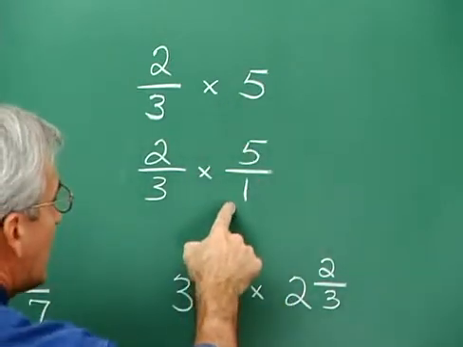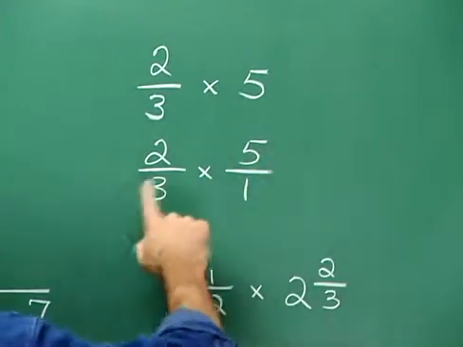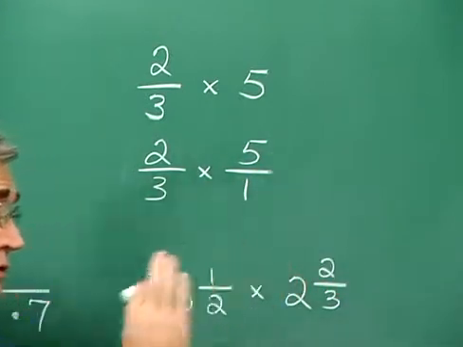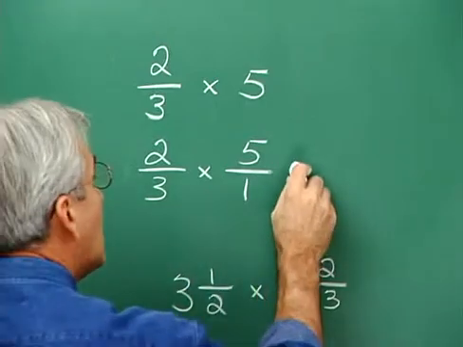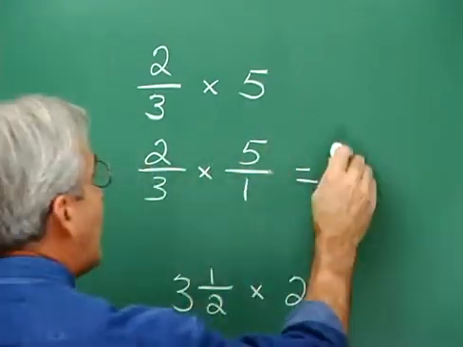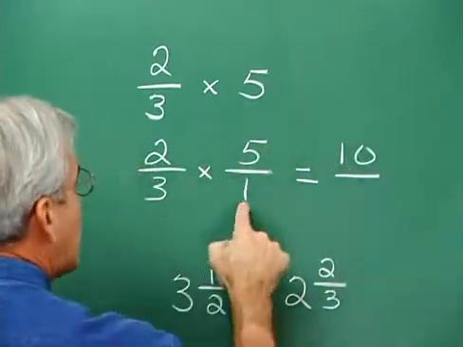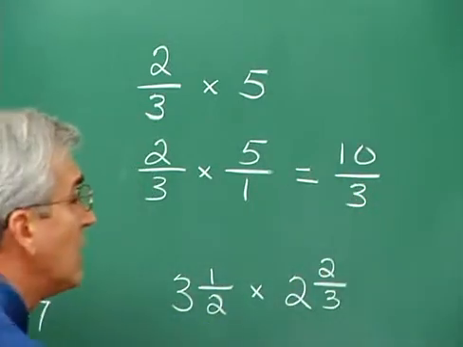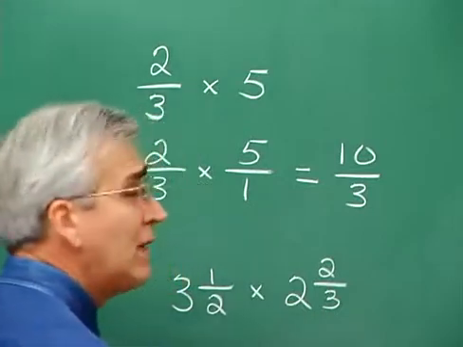And writing it in this form allows us to multiply straight across rather easily. We don't get confused about what numbers are in numerators and what numbers are in denominators. So we have 2 times 5, 10, and 3 times 1, 3. Now, 10/3 is an improper fraction, and we would want to write this as a mixed number.